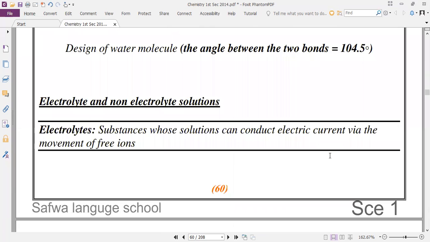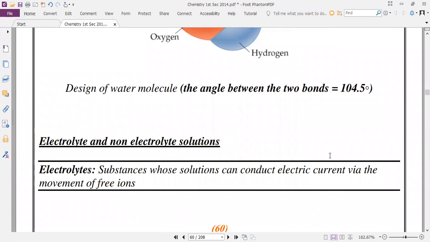We have a definition which is called electrolyte, and non-electrolyte. What is meant by electrolyte? For example, what happens if you put sodium chloride, NaCl, in water? It will dissolve. It's soluble in water.